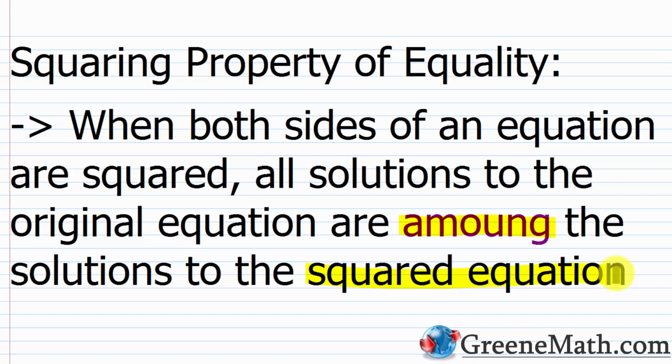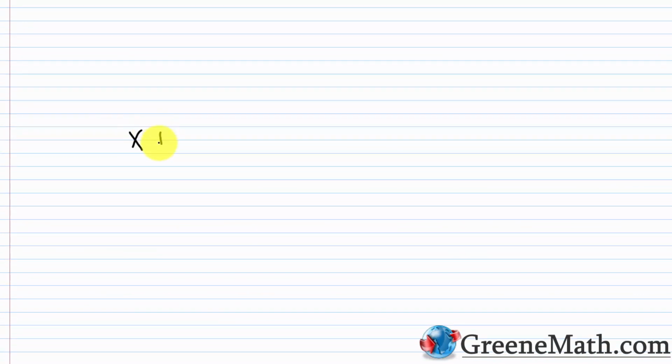If I use something like the addition property of equality, we have x plus 2 equals 4 as an example. I know the solution to this equation is x equals 2. If I add 3 to both sides of the equation, that would make this 5 and this 7. The solution is still x equals 2.